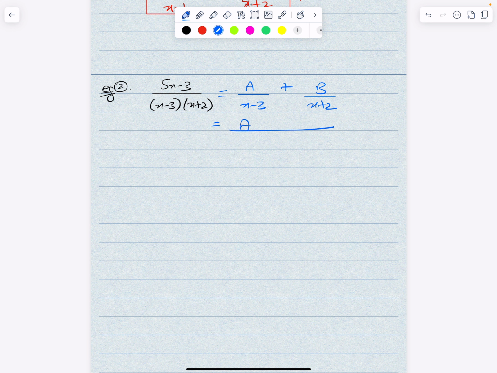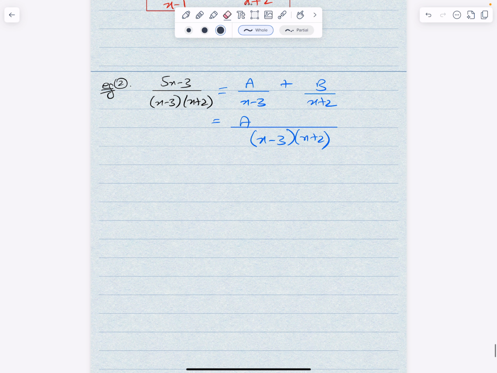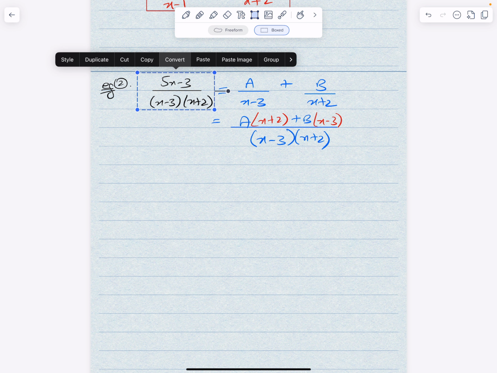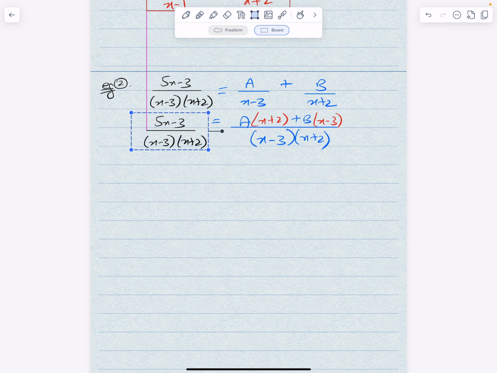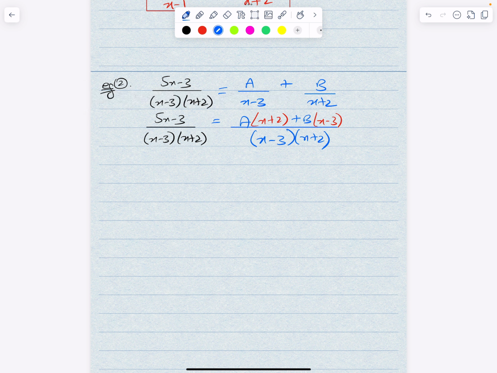So in order to convert this into a simple fraction, in the denominator I'll have x minus 3 multiplied by x plus 2. Thus in the numerator I'll have A multiplied by x plus 2 plus B multiplied by x minus 3. That is, I just cross multiply. And on this side the expression remains the same. I'll just copy this now. And you realize that the denominators cancel off.